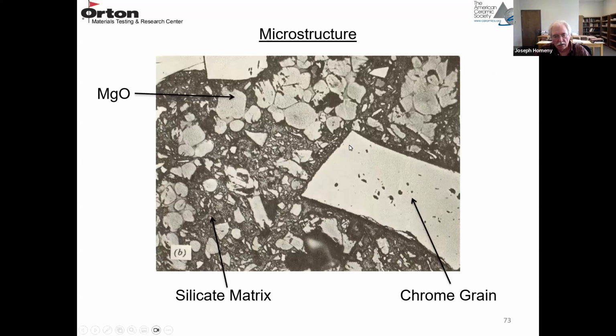So this is a microstructure. This large white region here is a chrome grain. There's another chrome grain here and over here. And then these rounded crystals are MgO. And then the gray area is the silicate matrix. So this is a conventional bonded material. You can see the great deal of the matrix material separating the MgO crystals and the chrome grains.